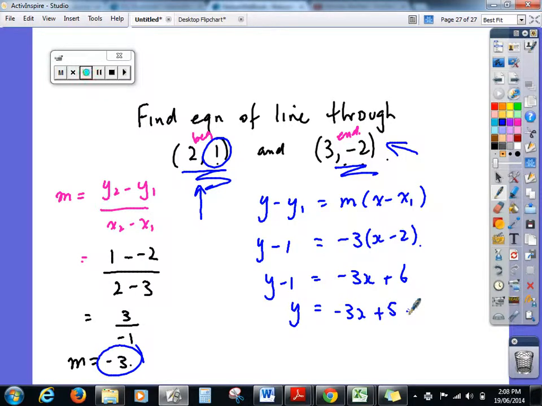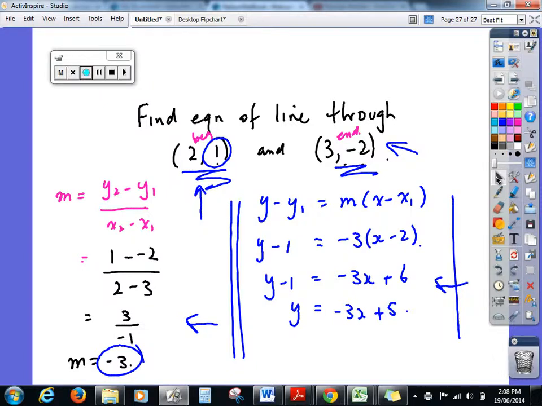So my suggestion is, if you get a 2-point question, just take the time, find the gradient first, and then simply find the equation of the line using any of the single points through those two. Right, the last thing we have to do is have a look at the point gradient.